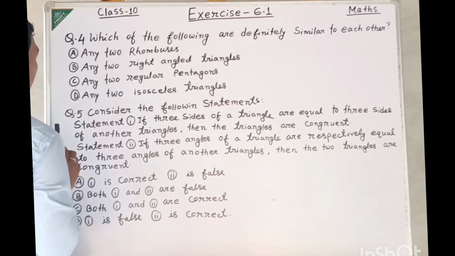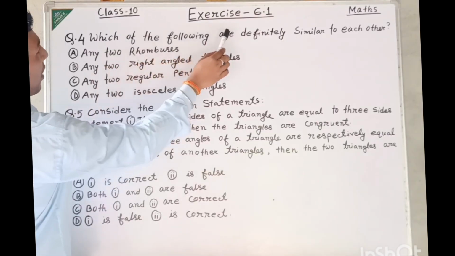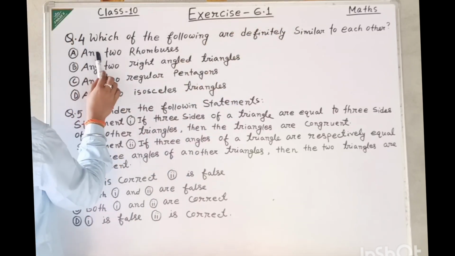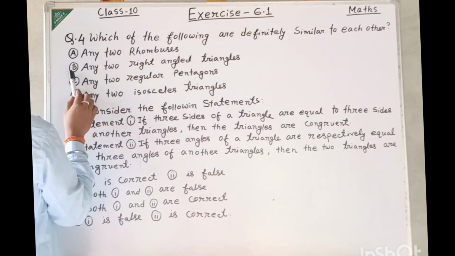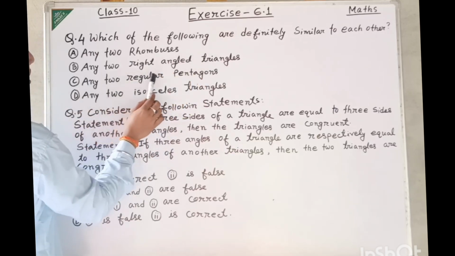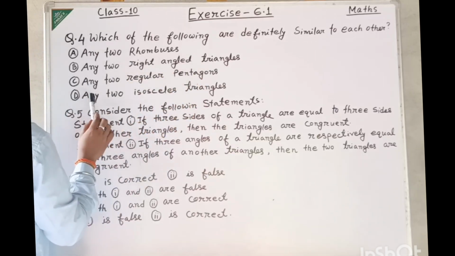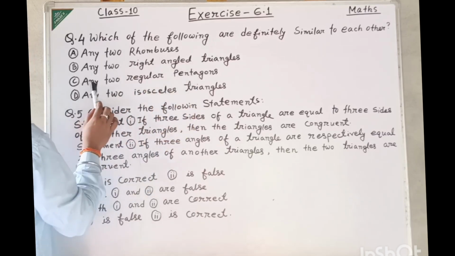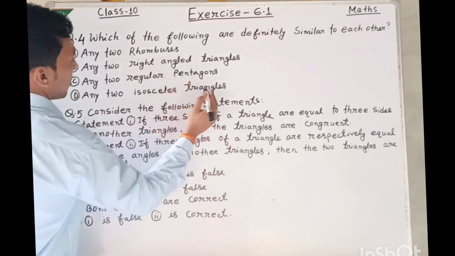In question number 4, we have which of the following are definitely similar to each other. In option A given any two rhombuses. In option B given any two right angle triangles. In option C given any two regular pentagons. In option D given any two isosceles triangles. So right option for this question is any two regular pentagons.